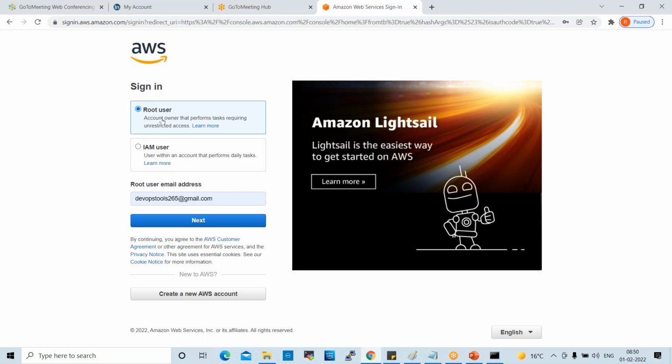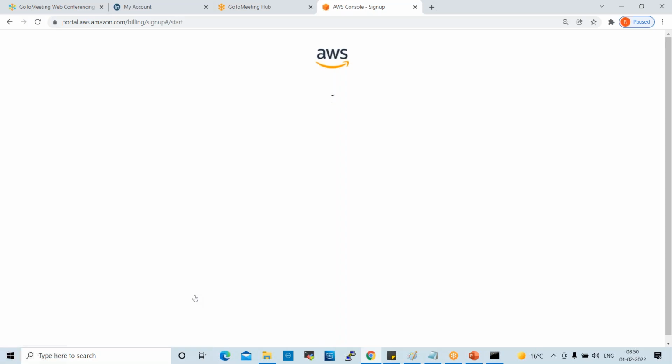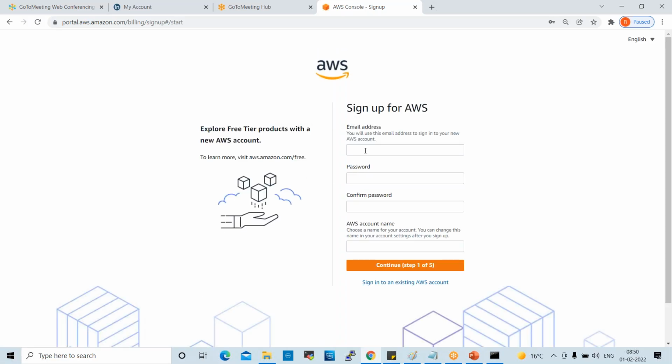Root user means, in test labs we normally use the root user only. In real-time projects, we always use an IAM user. IAM means Identity and Access Management. In real-time projects, root will be disabled. We always use an IAM user, right? So fine. Now to create an account, click on create a new AWS account. Click on this. See here, it is asking for email address, password, confirm password, and AWS account name. So we have to provide all the information here.